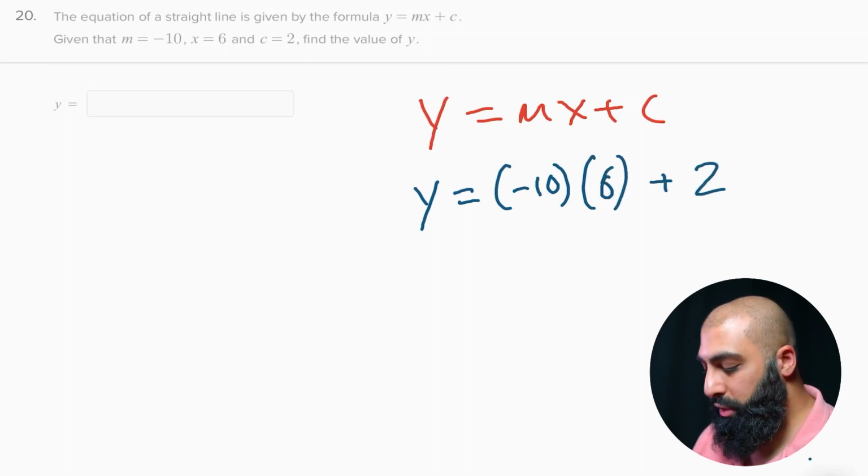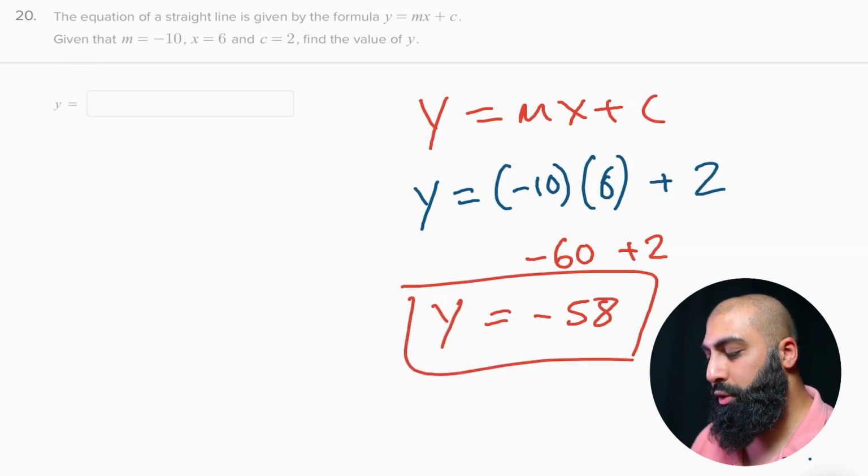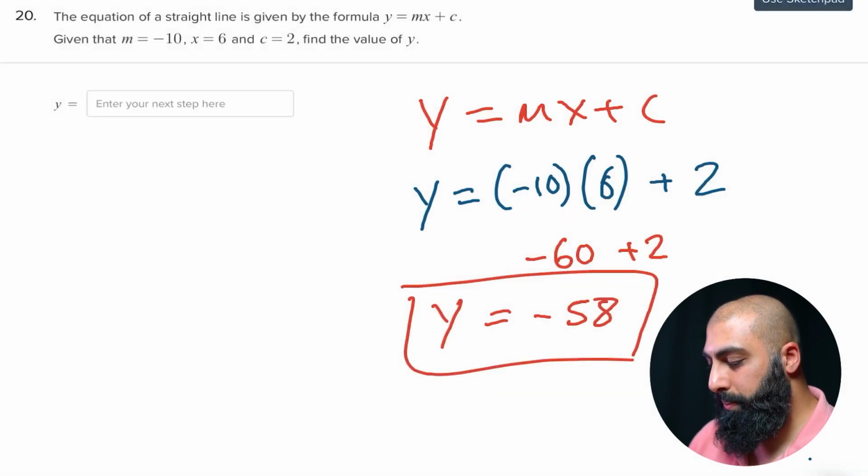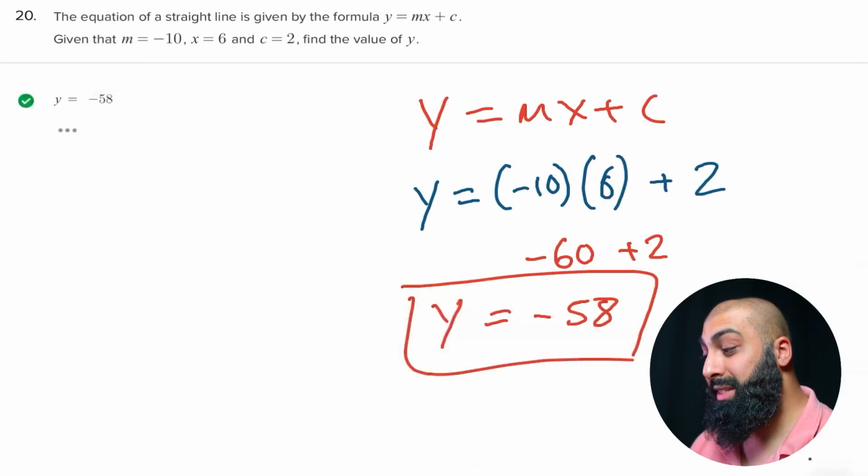So let's do our multiplication first. We've got -10 times 6, which is -60, plus 2. That gives us -58. So y is equal to -58. Let's put this in. Y is equal to -58. Excellent. So that's the end of the task.